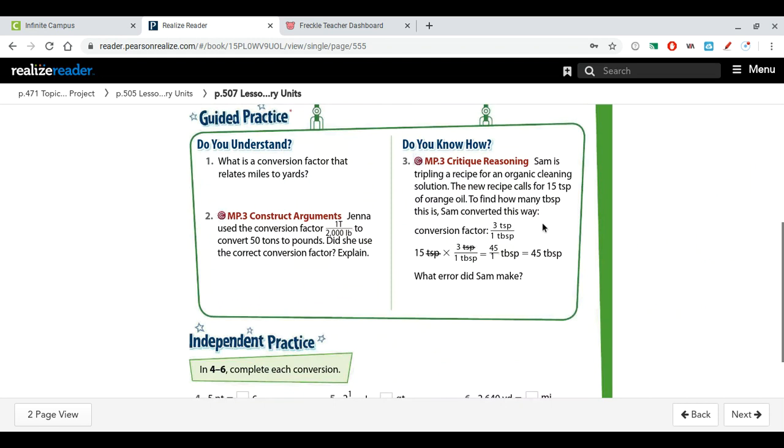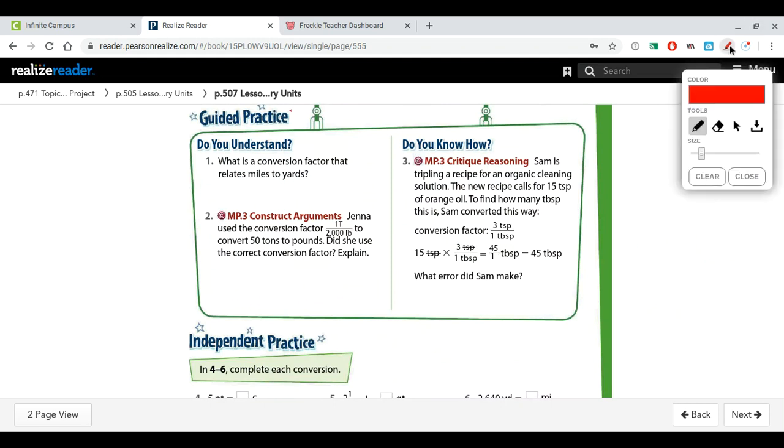All right, so let's move into your guided practice. It says, what is a conversion factor that relates miles to yards? So what conversion factors can I use that relates miles to yards? If you go back and look at your table on the previous page, you're looking for that rate. So I have 1 mile. I'm just going to write my conversion rate. So 1 mile equals 1,760 yards. That's the conversion rate.